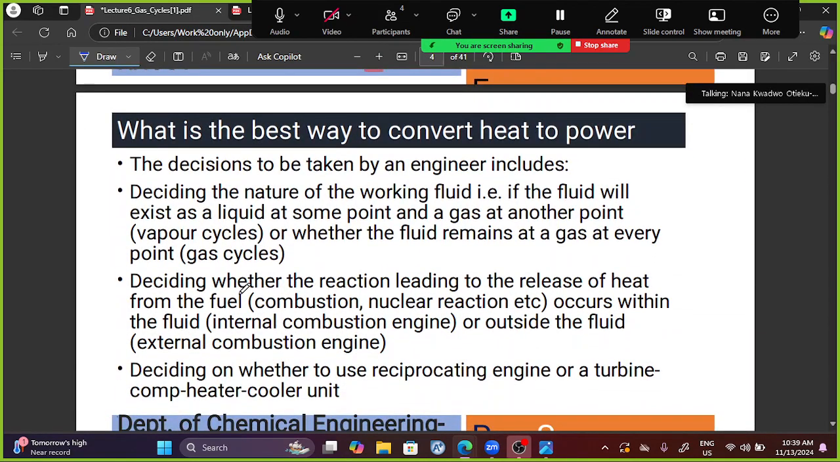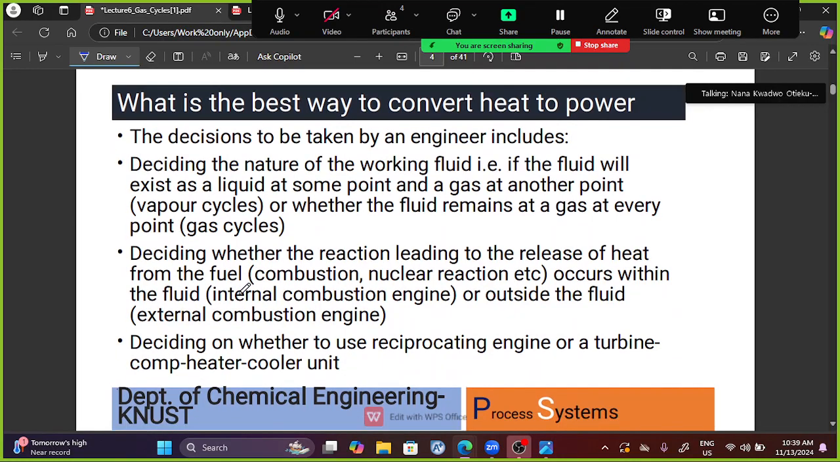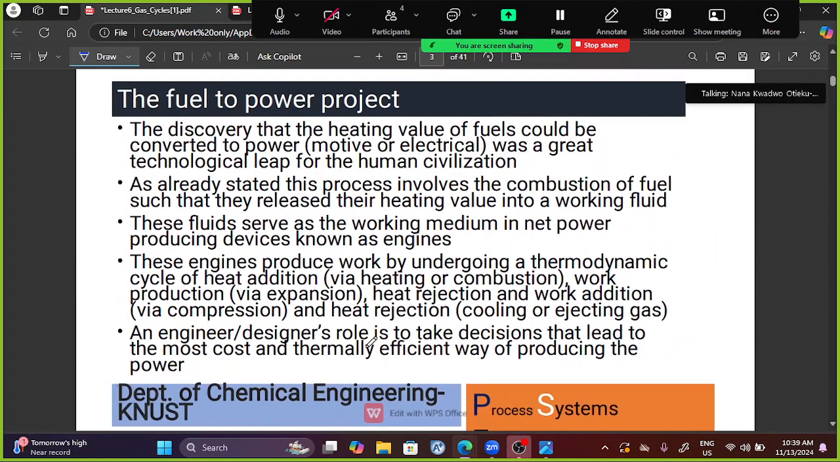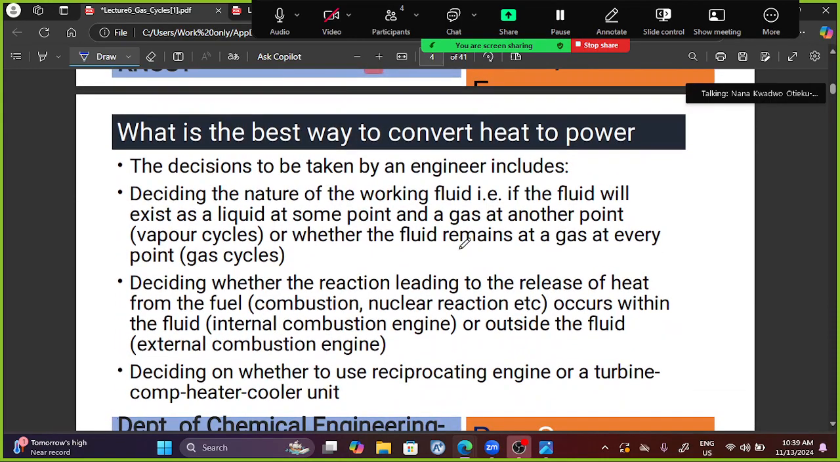So that's what this particular slide is talking about. And here we are being asked, what is the best way to convert heat to power? I'm saying that the decisions that have to be taken by an engineer include deciding the nature of the working fluid. So if the fluid will exist as a liquid at some point and a gas at another point, then this is called a vapor cycle. Or if it remains as a gas at every point, then that would be a gas cycle. So in order to design a system that will be able to convert heat from the fuel to power, right, engineers need to consider the type of working fluid.